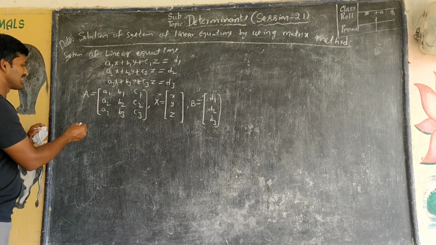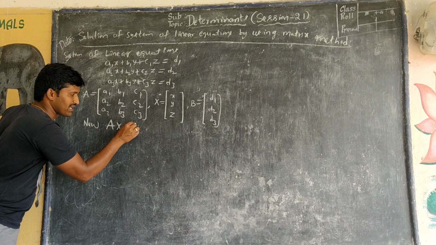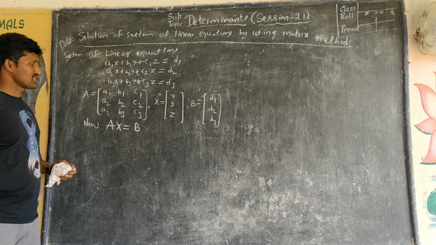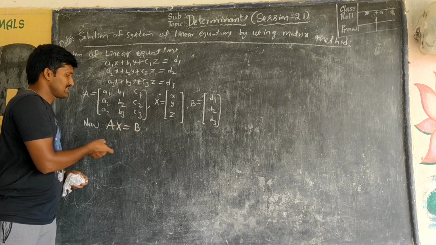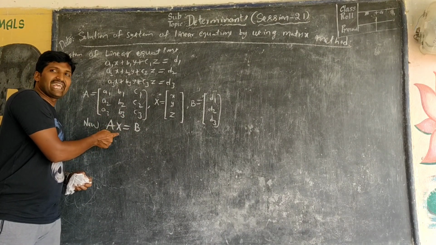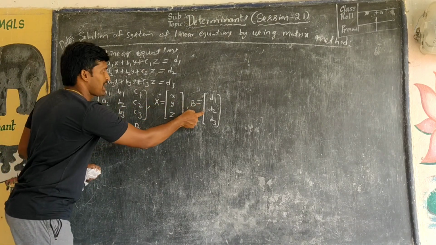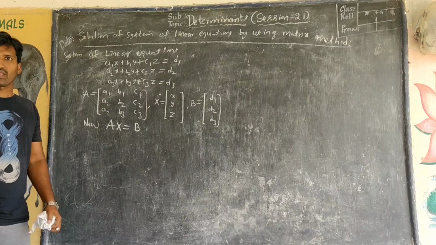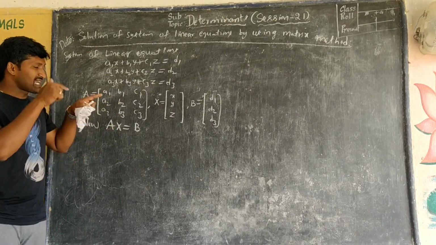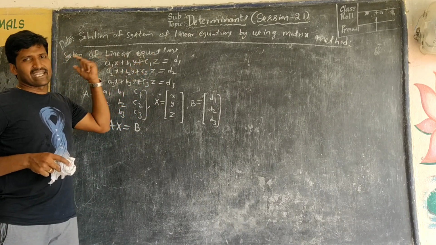From this we can write the matrix equation AX equal to B. These linear equations I have taken into matrices. If you multiply the A matrix and the X matrix and compare with the B matrix, we get again the same equations. Now this is the matrix method. From this we will find the X matrix. X is the required solution of the linear equations.